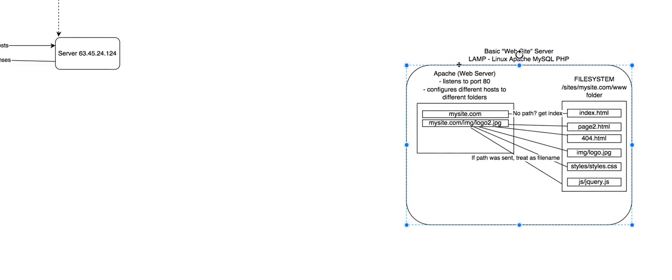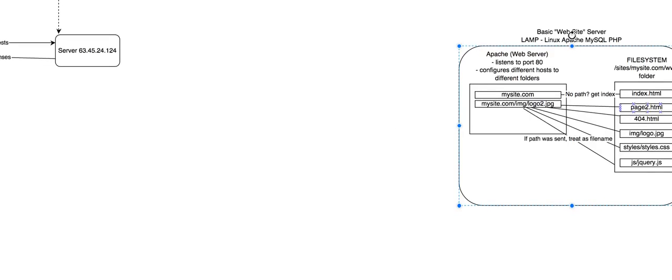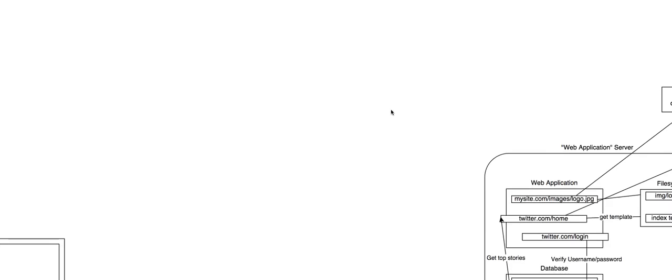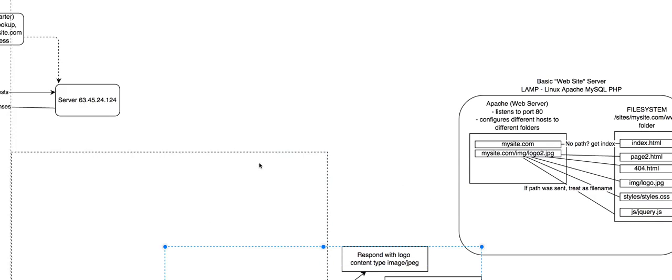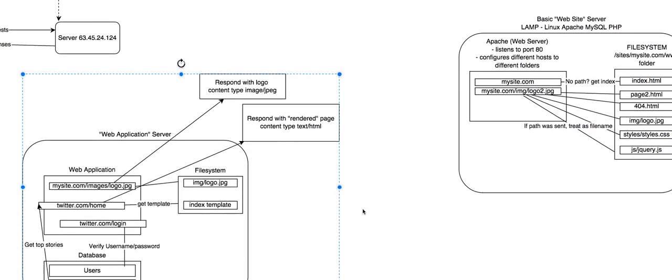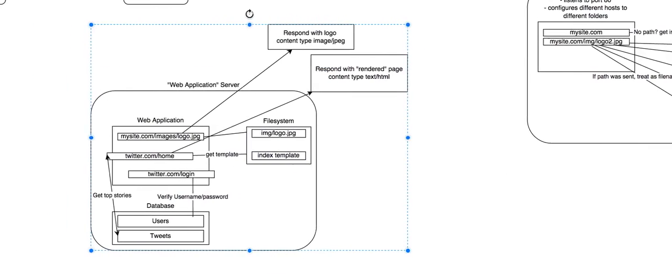Clearly, Twitter doesn't do this. Twitter has to manage users and tweets and all that stuff. They're not just handing you a JPEG file. How does a bigger company handle these things? So they're running what's called a web application. A web application server is set up a little bit differently.